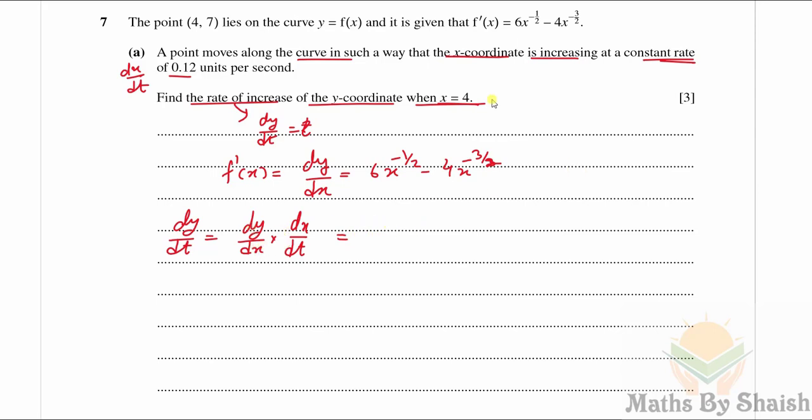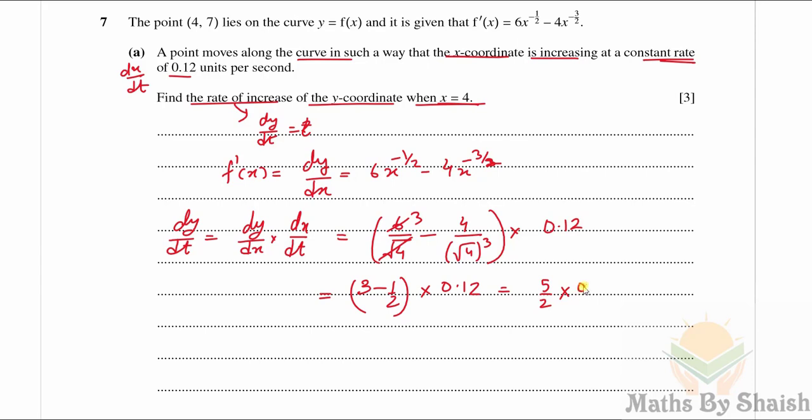So dy over dx at x equal to 4 is going to be 6 upon the square root of 4 minus 4 upon the cube of the square root of 4, multiplied by dx upon dt, which is 0.12. We'll simplify it. It is going to be 3, and 4 upon 8, so 1 upon 2. So (3 − 1/2) × 0.12, and 3 − 1/2 is 5/2. 5/2 × 0.12 is 5 × 0.06, and 5 sixes are 30, so it is 0.3. So the rate of increase of the y coordinate when x is equal to 4 is 0.3 units per second.